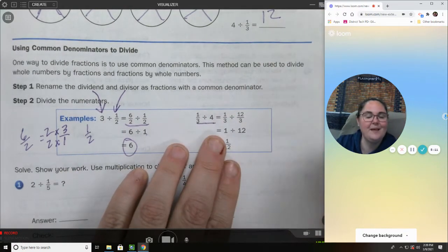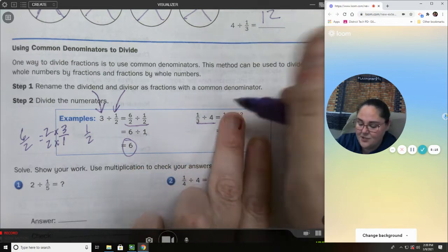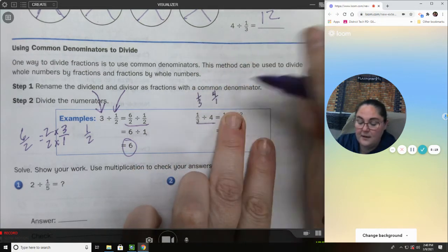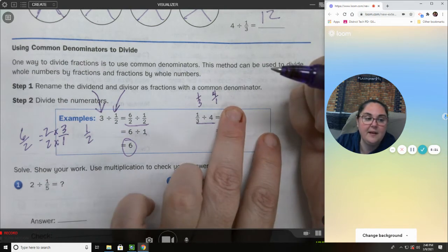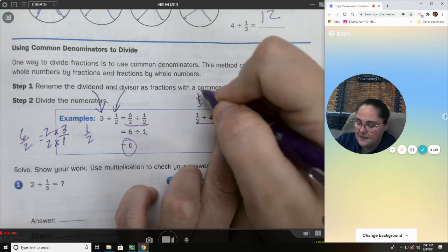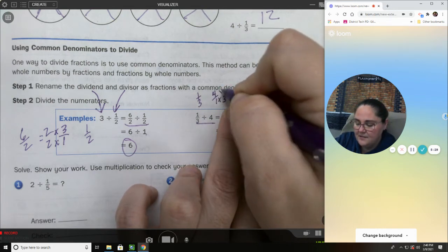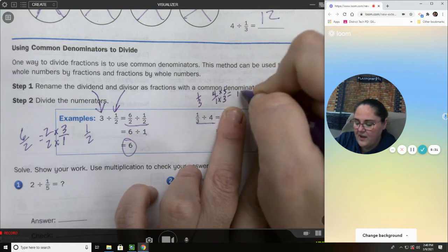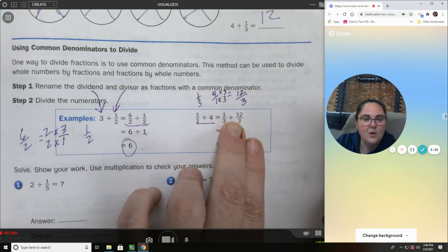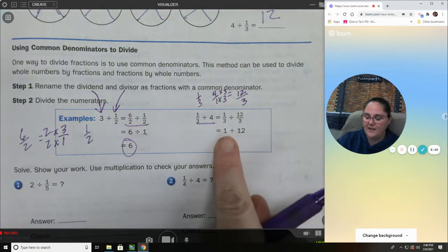Let's start by making them into fractions with a common denominator. So 1/3, 4/1. What's my common denominator going to be? Well, it's going to be 3, right? 1/3 can stay the same. 1 times 3 is 3. 4 times 3 is 12. So 12/3 and 1/3. Now we're going to divide. What is 1 divided by 12?